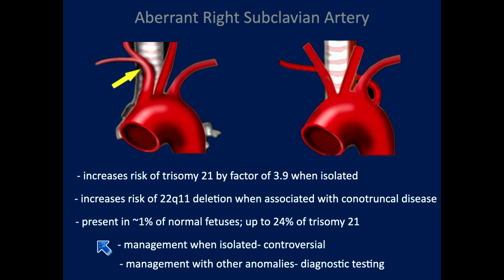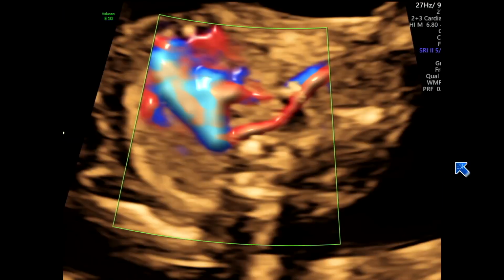Anyway, this is present in 1% of normal fetuses, much more commonly in babies with trisomy 21, depending on the study. Management when isolated is controversial. For me, it's an indication to do a really good fetal echo, look for other risk factors related to 22q, and re-offer the non-invasive screening. But with other abnormalities, obviously considering diagnostic testing.